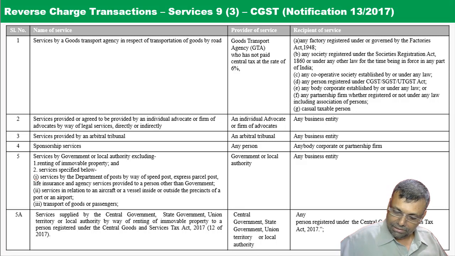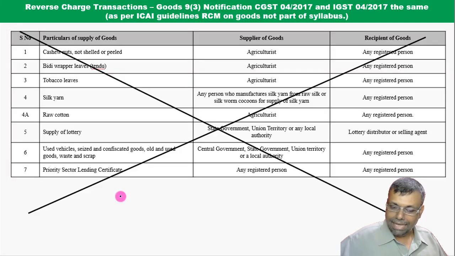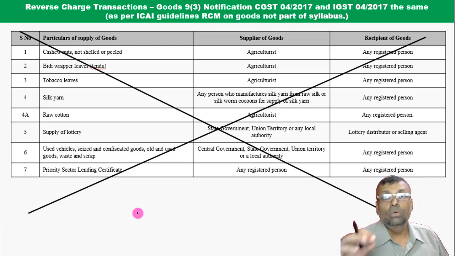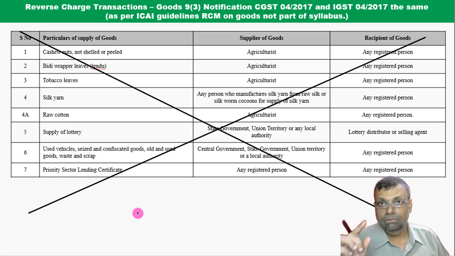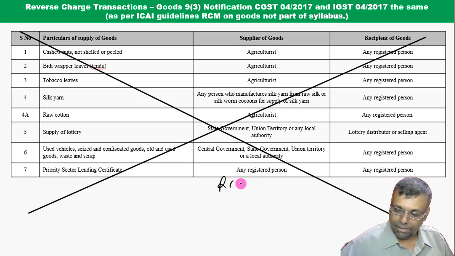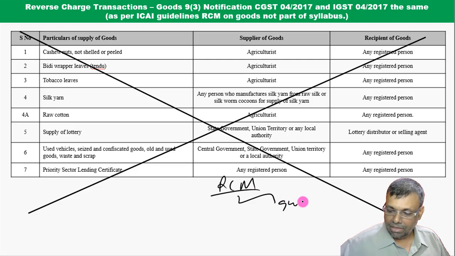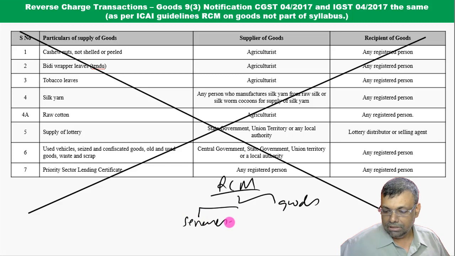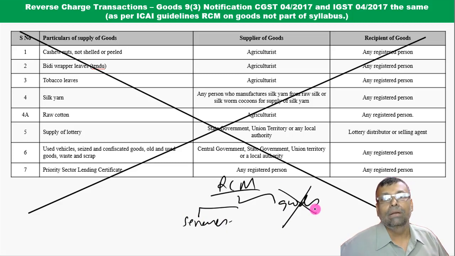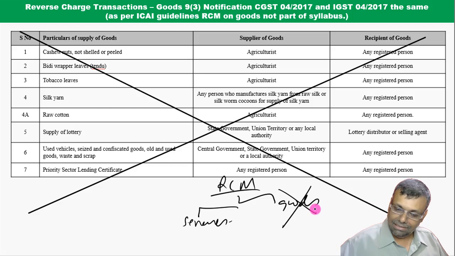Okay, now friends, the institute has clarified. Listen very carefully. Our Institute of Chartered Accountants has clarified that, see, RCM on goods is also there, RCM on specified services is also there. Okay, RCM on goods will not be forming part of your syllabus. I repeat, RCM on goods will not be forming part of your syllabus.